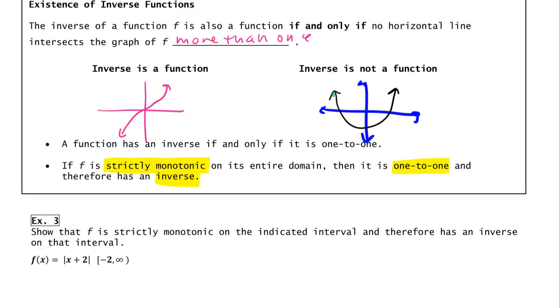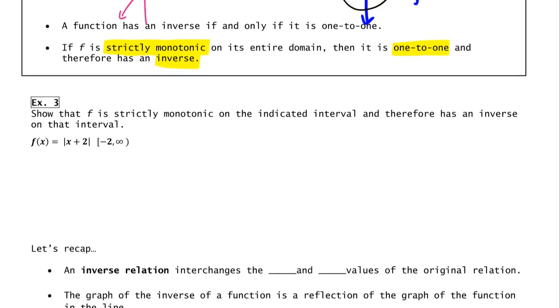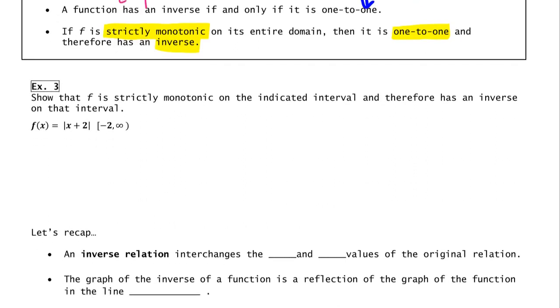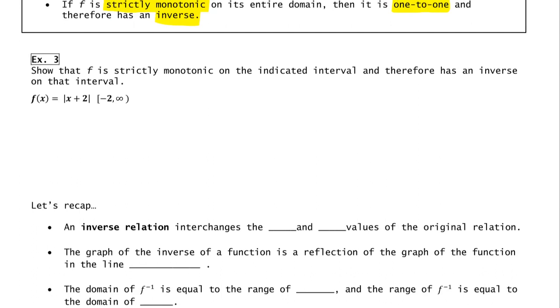Like look at this one. This function is not monotonic. It goes down then up, therefore does not pass the horizontal line test. Okay, so that's why we're looking at this. Show that f is strictly monotonic and therefore has an inverse on its interval. Okay, to do this, let's sketch the graph. I bet you guys know what this graph looks like. This is going to be the absolute value graph shifted 2 to the left. So it looks like this. Okay, looks like a little more of a V-type, but something like that.